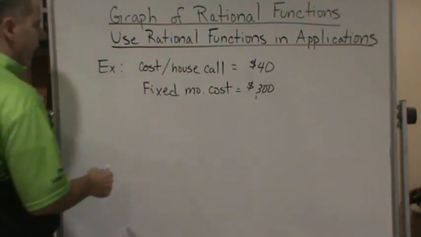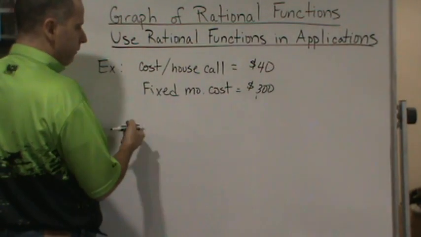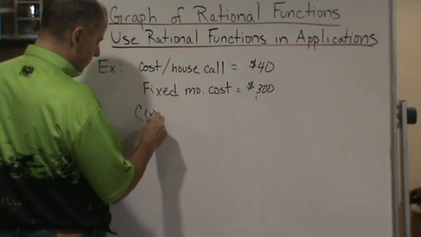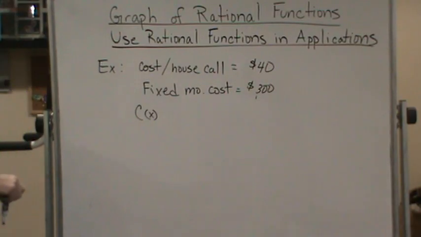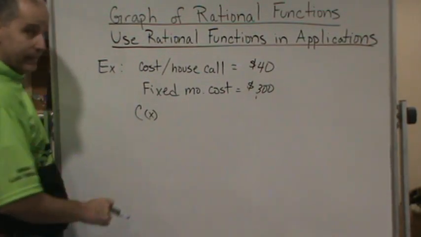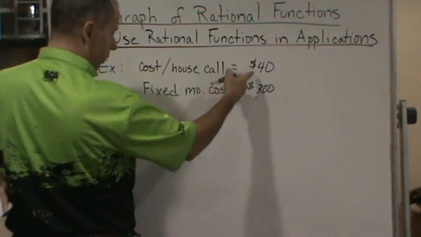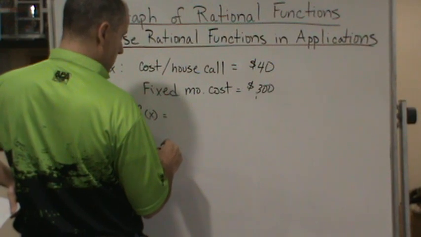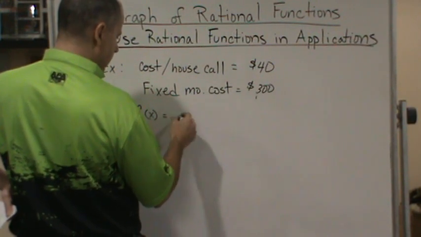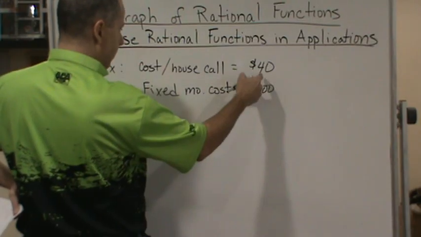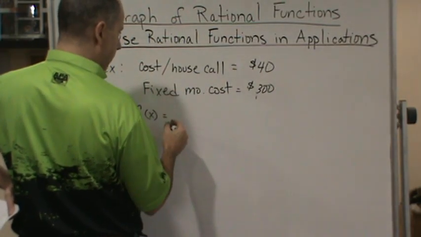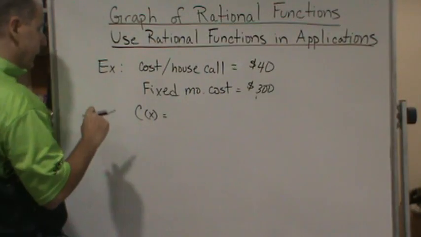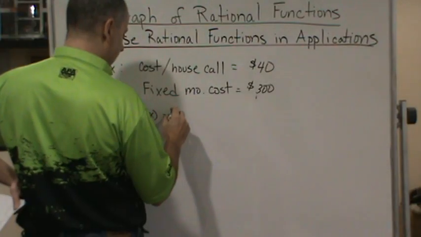Okay, so we've got our fixed cost and our variable cost, right? So our cost function, C of X, X represents the number of house calls, and the cost is going to be in dollars, okay? So it's going to be the fixed cost plus the variable cost. In this case, let's do the variable cost first. That's going to be per house call, okay? So for every house call, it costs $40.